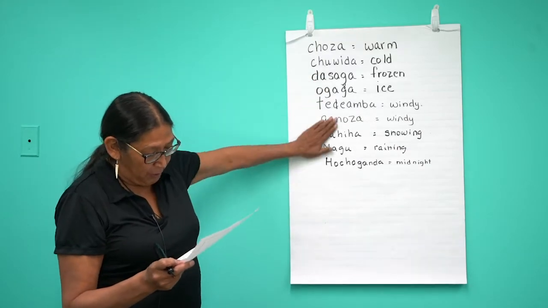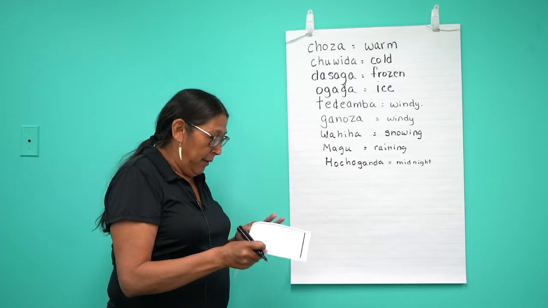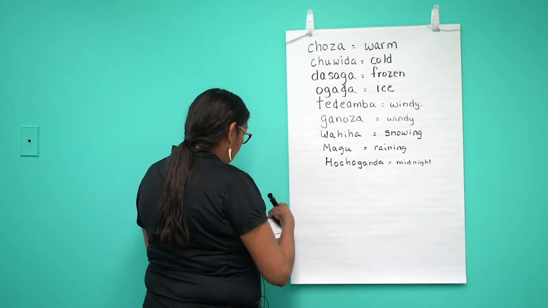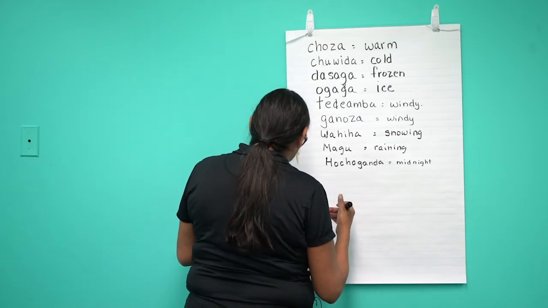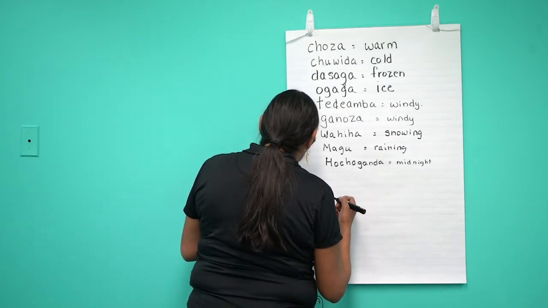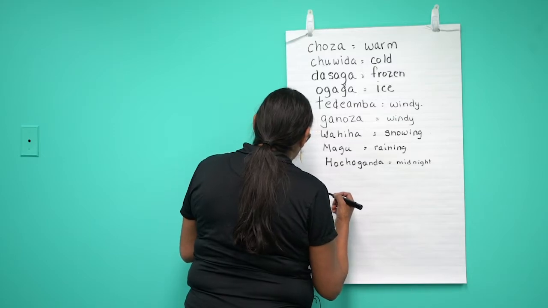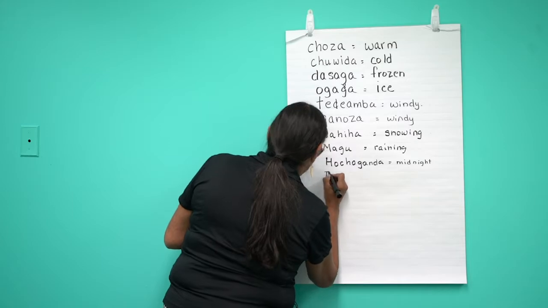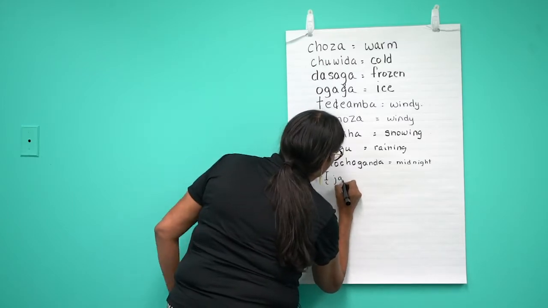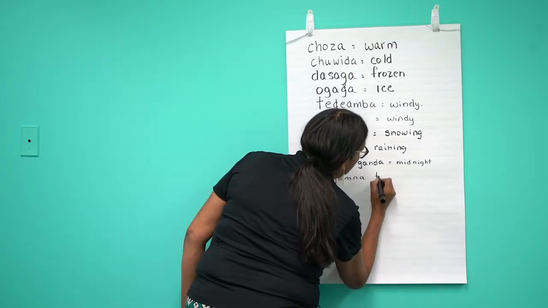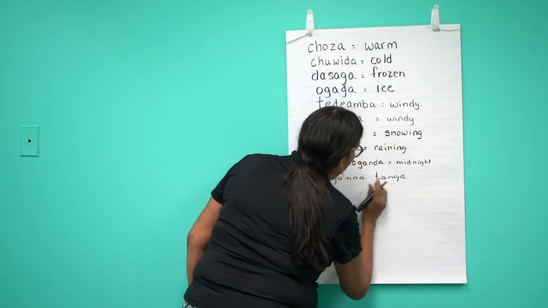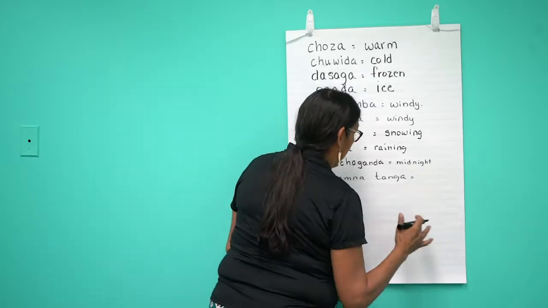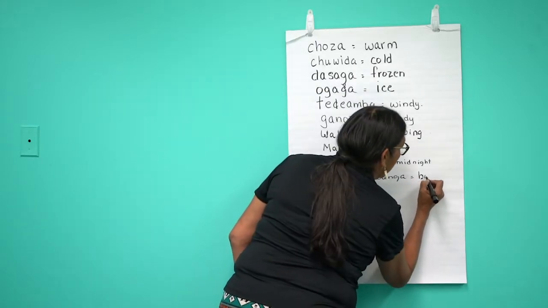I have some other words, but I guess I also have these here. We can do the blizzard. And the blizzard is Ijamna Tang. That's a blizzard. Ijamna means to blow, and Tang means it's a big blow. It's a bigger blow, and that is a blizzard.